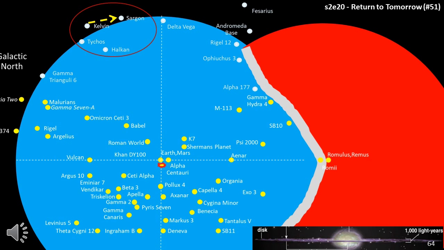In Return to Tomorrow, the Enterprise visits the planet of which I suspect are the Cedars. This is also far to the north, but when this planet was part of the powerful galactic civilization, it may have been closer to the centre and had been drifting north for the last 600,000 years.